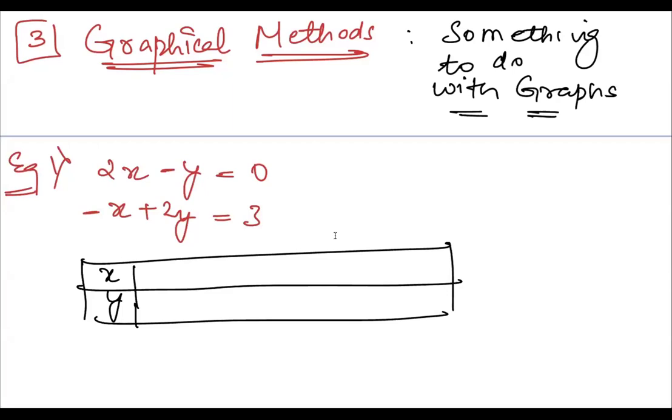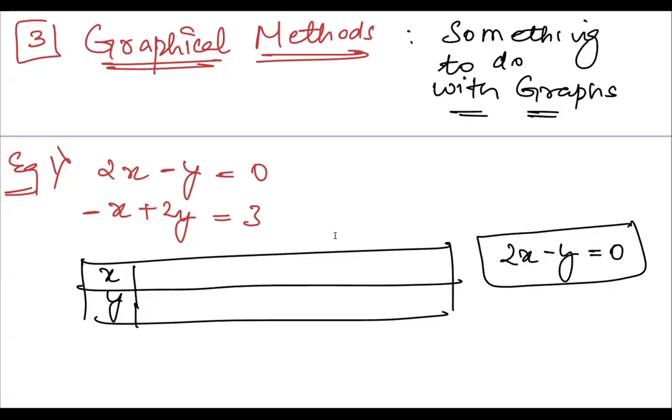Let's take the first equation, 2x minus y is equal to 0. Can I write this as y is equal to 2x? Please tell me. So our first equation, 2x minus y is 0, can be written as y is equal to 2x, right? Now just tell me, if x is 1, what is y? Y is 2. If x is 2, what is y? It is 4.